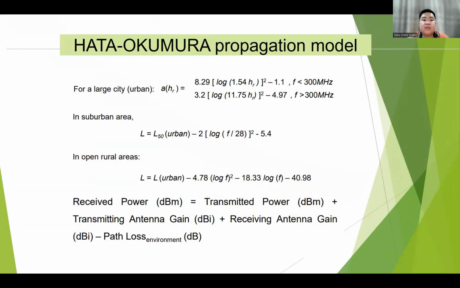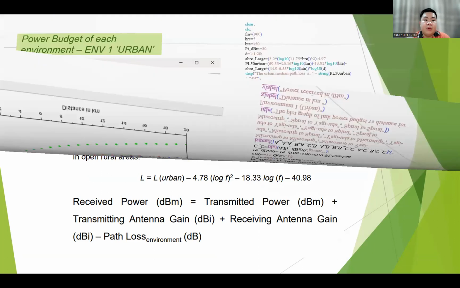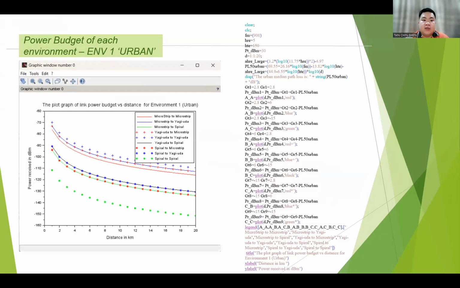Okay, so I will be using the Hata Okumura propagation model. So this is the formula of the propagation model. Okay, so the first one is the power budget of environment 1, urban. So this is the coding and the output graph.